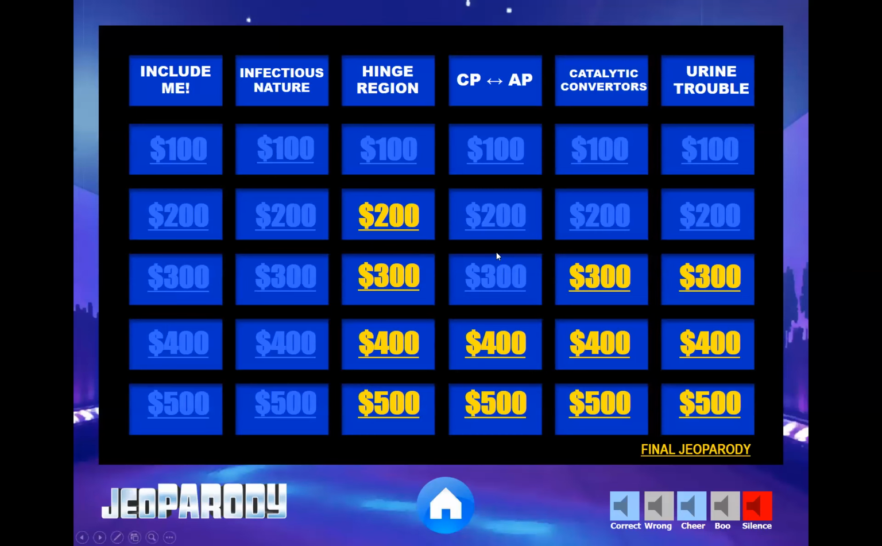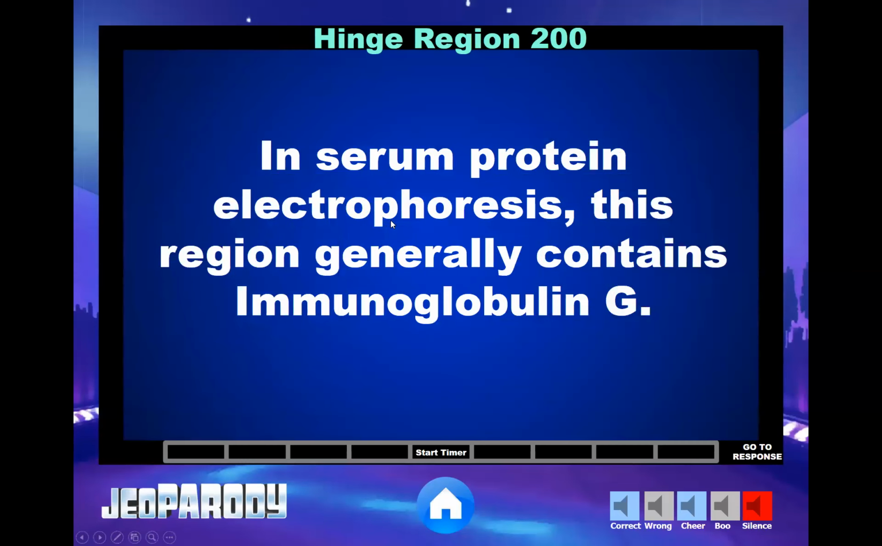Hinge region for 200, this answer is. In serum protein electrophoresis, this region generally contains immunoglobulin G. So this is an analytic question. So we know the immunoglobulin we're looking for. Where would we expect it to migrate? Yeah, Emilio, very good. This is the gamma region.